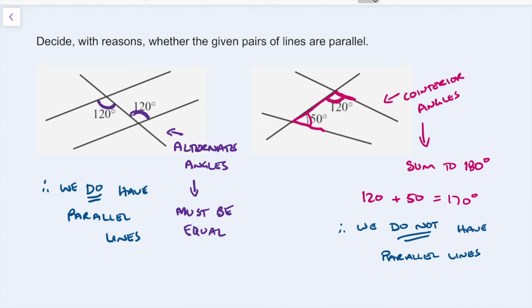That's it for this video. This should be fairly revision style for most people who are watching it, just a refresher on how parallel lines work. Hopefully it has been informative and helpful, and good luck with all of your questions. See you in the next one.